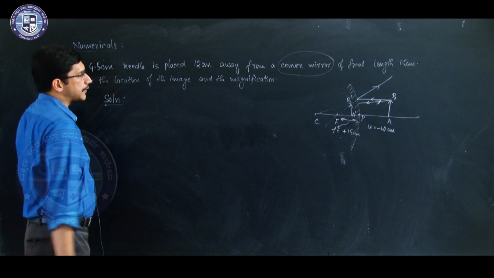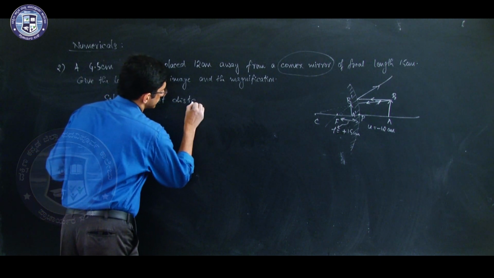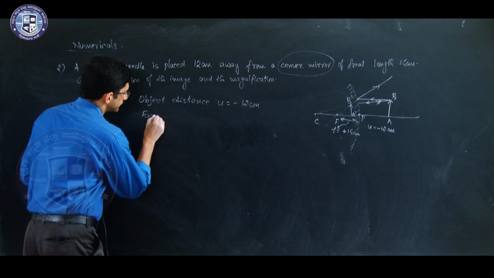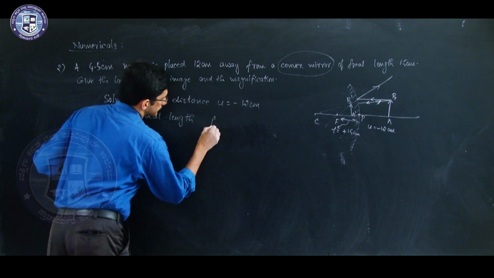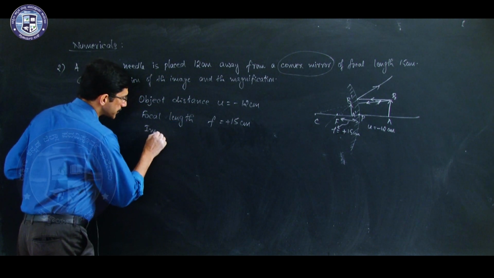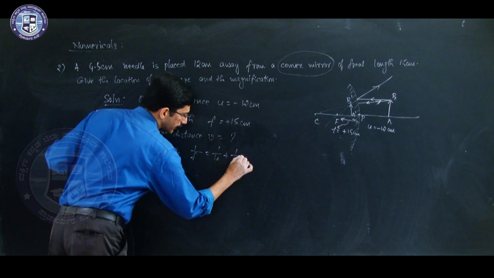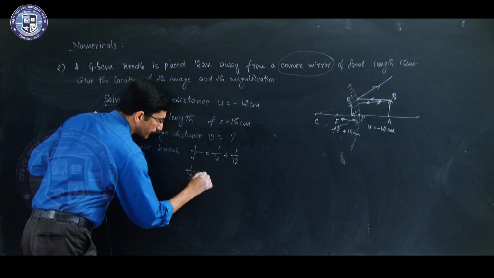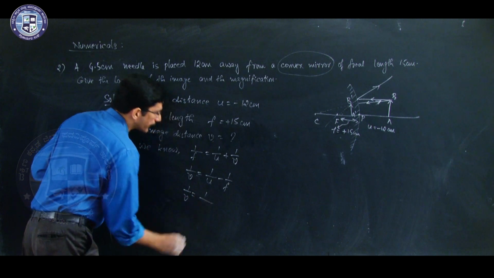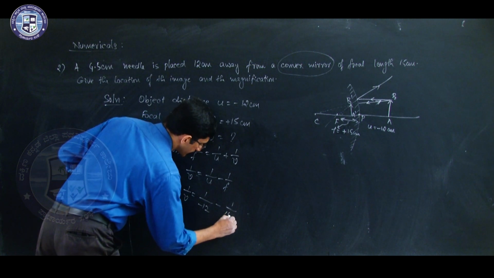So, we will solve it. First, we will write whatever is given, that is, object distance u is equal to minus 12 centimeter, focal length f is equal to 15 centimeter, and it is positive. You have to find the image distance. We use the mirror formula, that is 1 by f is equal to 1 by u plus 1 divided by v. What we need is v, therefore 1 by v is equal to 1 by u minus 1 divided by f. Hence, 1 by v is equal to 1 divided by u, u is minus 12, minus 1 upon 15.